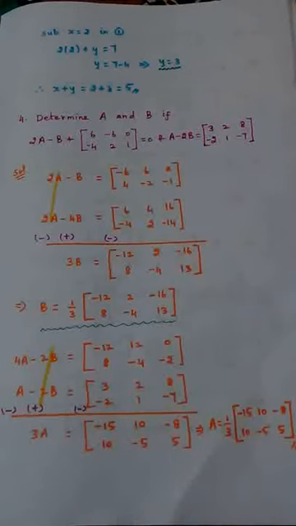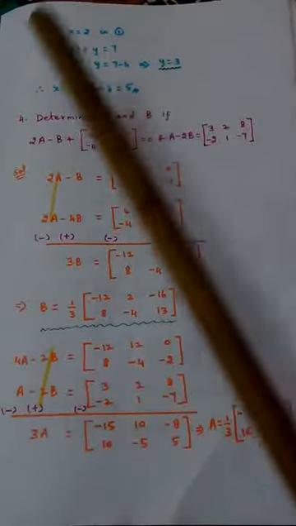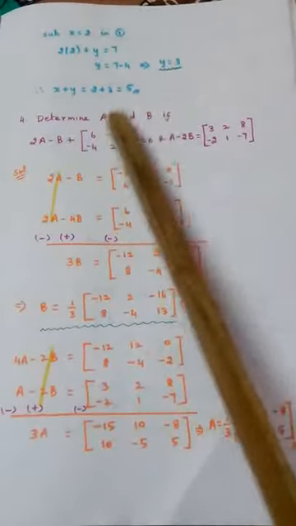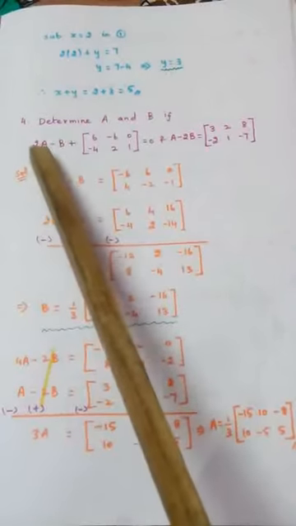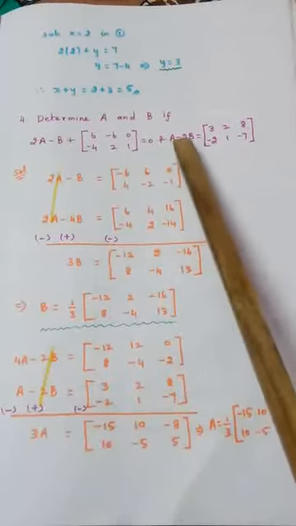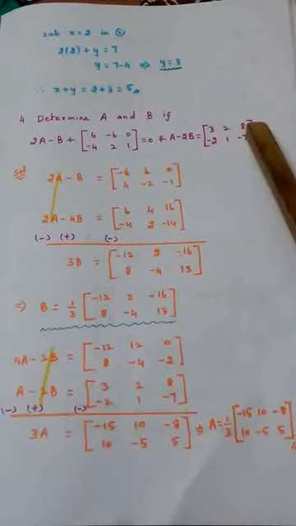In this continuation video, we will see problem number 4. Determine capital A and capital B means two matrices. That is the meaning. Determine capital A and capital B if 2A minus B plus this equal to 0 and A minus 2B is equal to this.